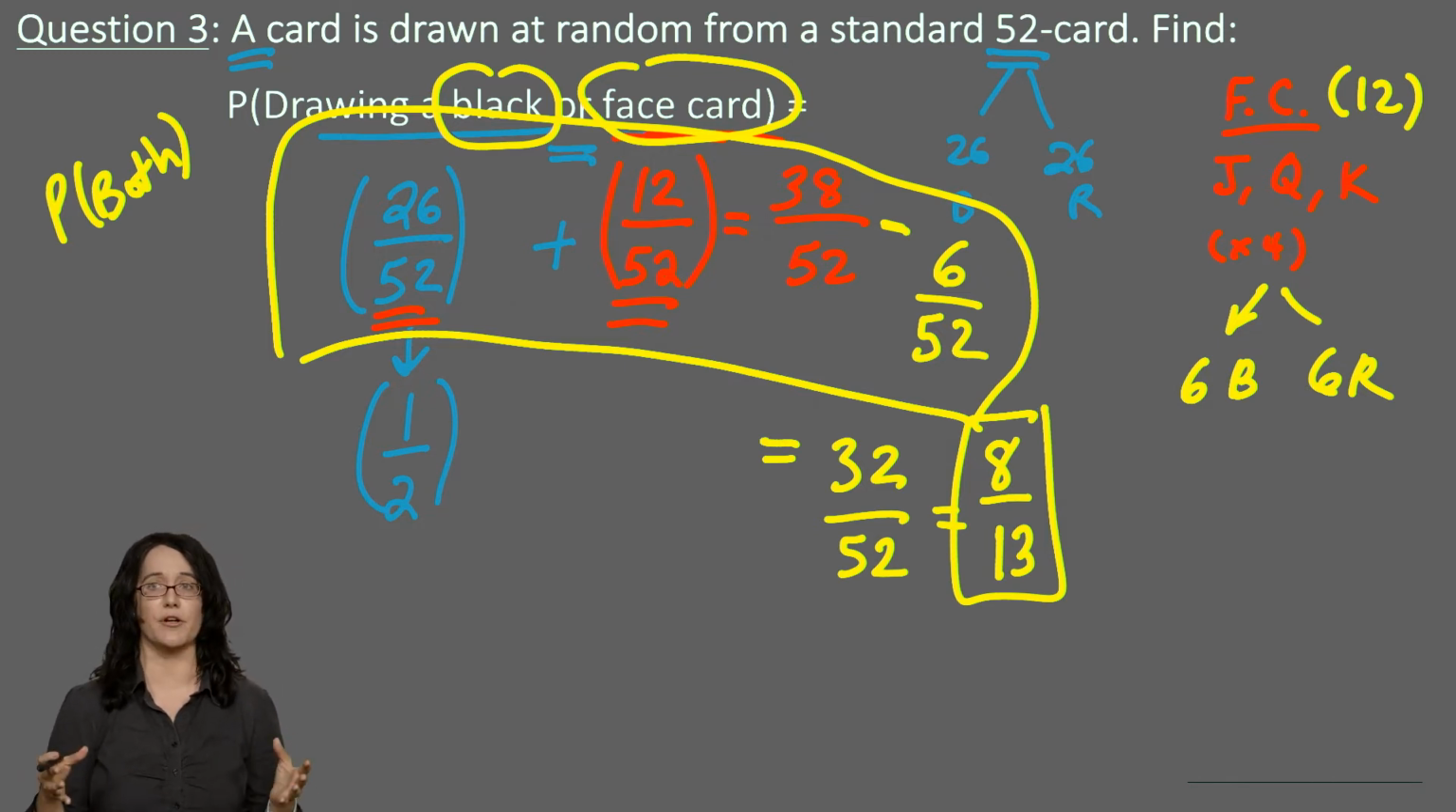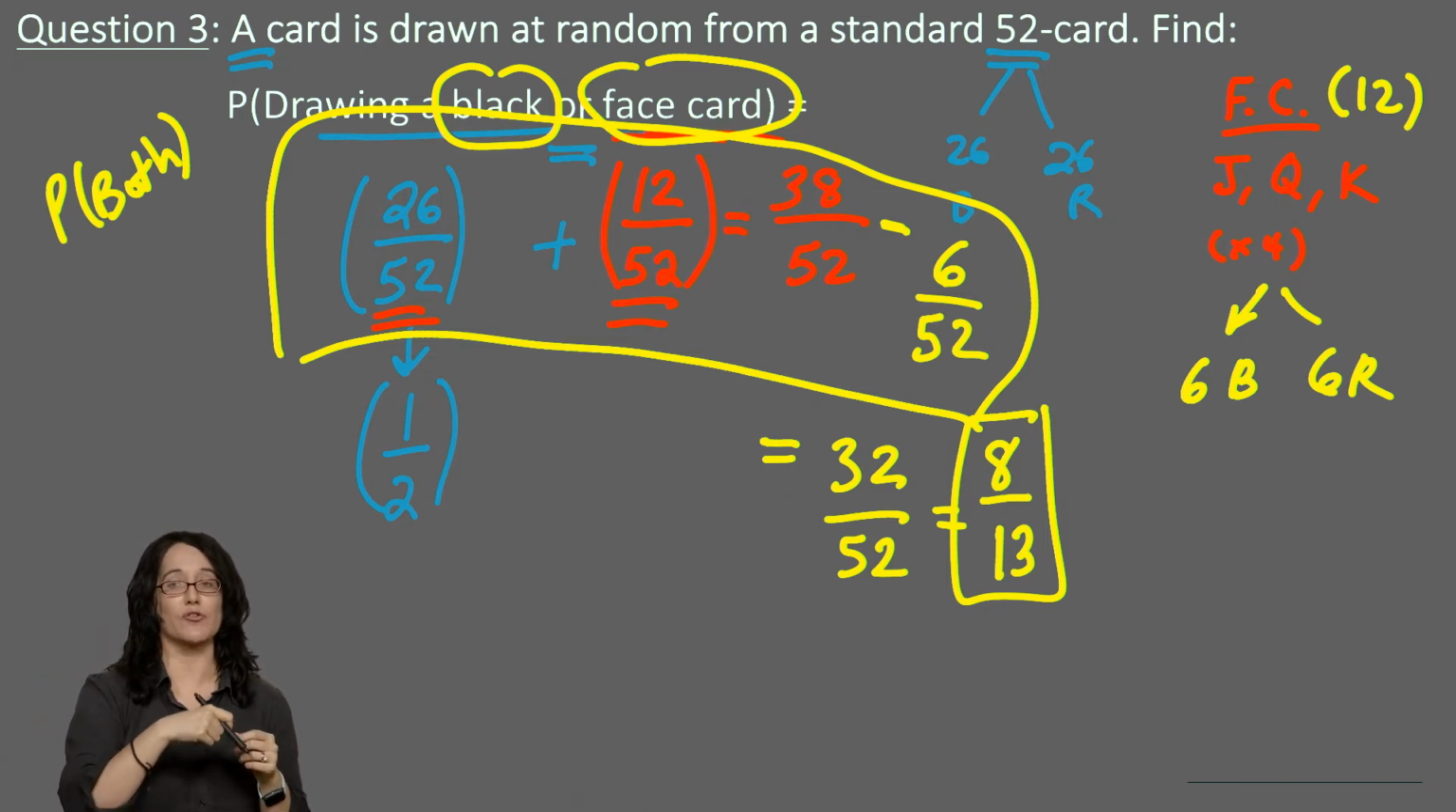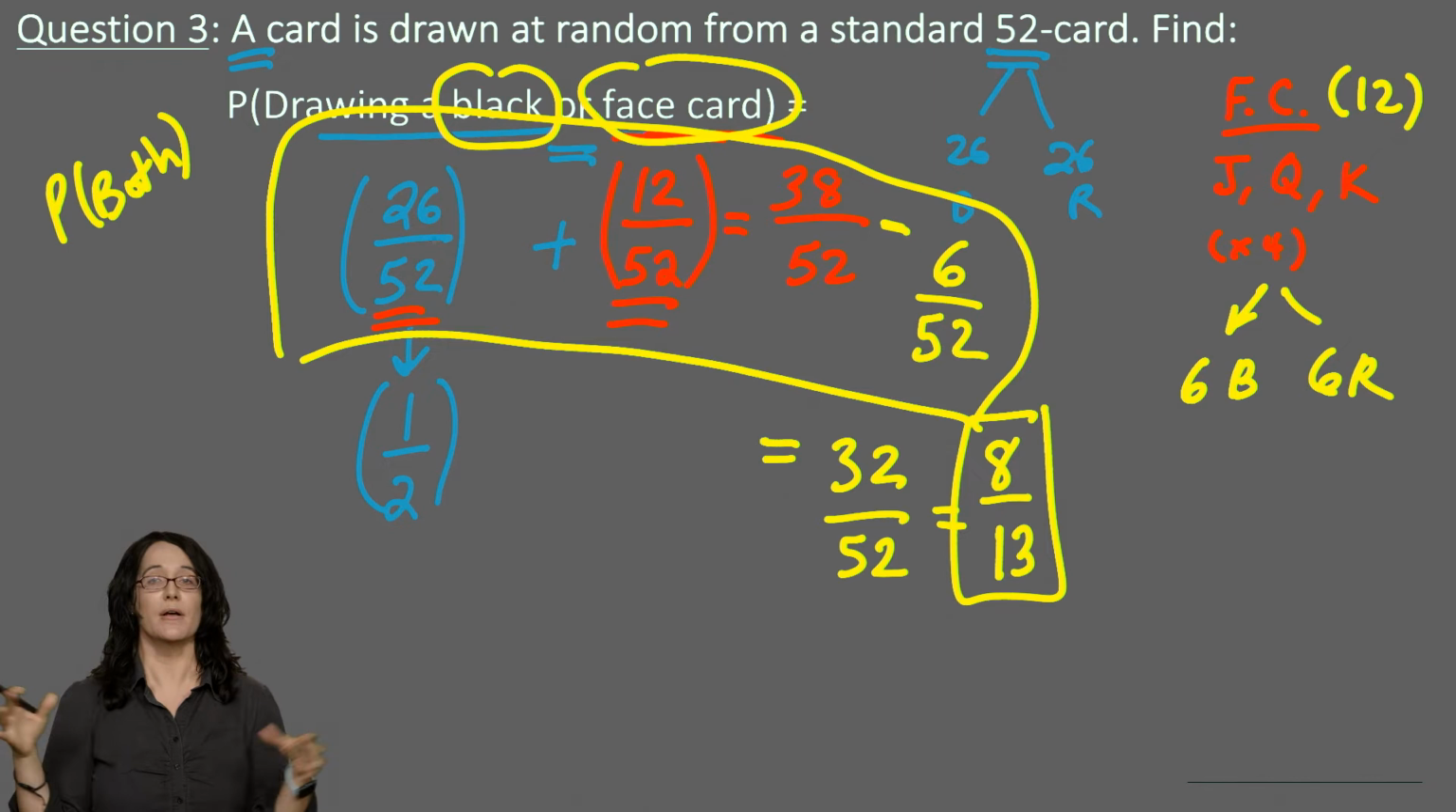So I wanted to remind you here why I didn't multiply. Because I did not do multiple things, right? I wasn't saying I'm going to draw one card and then another card and then another card. Multiple events, we multiply their probabilities, right?